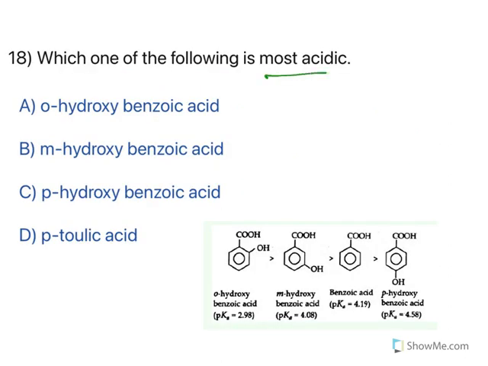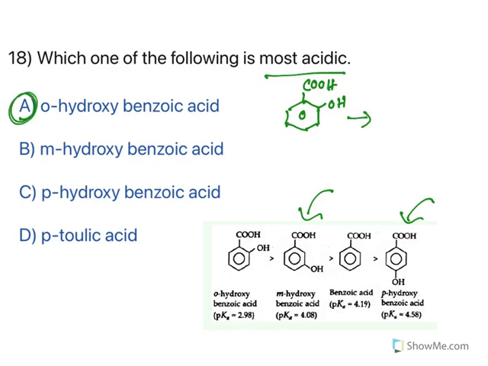Now, which of the following is most acidic? Now, this is an interesting one. Look at this. You have comparisons between benzoic acids. So this is ortho-hydroxybenzoic acid, and you can say this is meta, and this one is para. Now, out of the three, ortho is the most acidic.